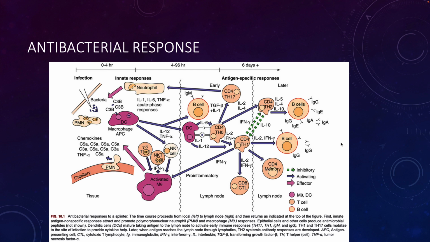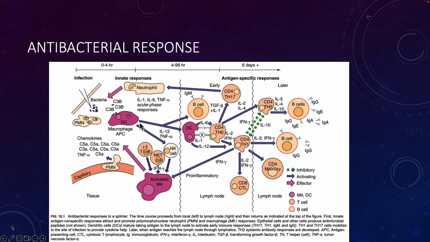Here we have just a diagram showing a lot of stuff that occurs during an antibacterial response. So in this case, what they're trying to illustrate is that the patient has had a breach in the skin, maybe by a splinter that has introduced some bacteria into not a very deep wound, but a wound nonetheless. You have various innate responses, including neutrophils, dendritic cells, macrophages. You have the release of chemokines.